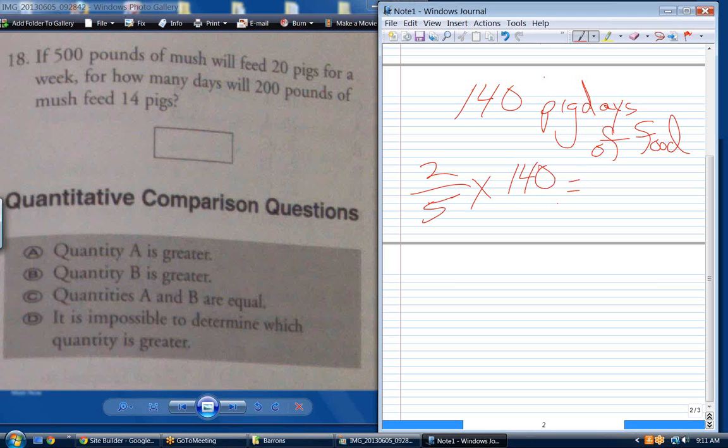And that is 56. So now we have 56 pig days with our 200 pounds of mush. So if we divide 56 pig days of food by the number of pigs that we're having to feed, 14, we have our answer.